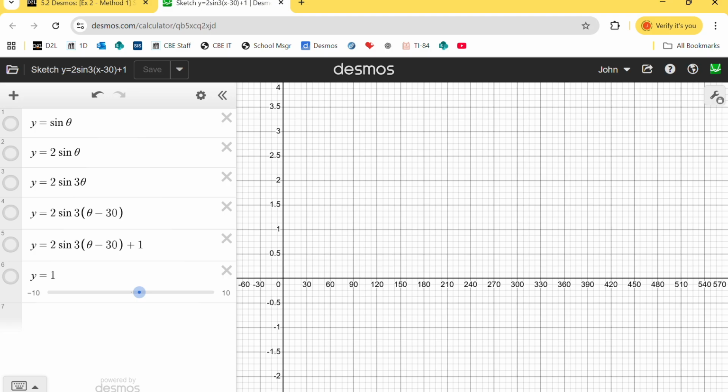Alright folks, over on Desmos, we're going to sketch 2 sine of 3 times theta minus 30 degrees plus 1. First, let's start with the sine function. Okay, so we see our typical sine function, maximum at 90 degrees and 1, minimum at 270 degrees and -1. We're going to apply a value. So this one, I'm going to do one transformation at a time. So when I apply an a value of 2, we expect the amplitude to double. It's a vertical stretch factor of 2.